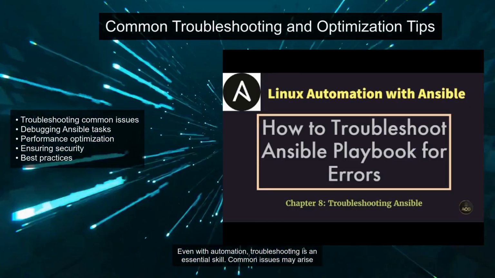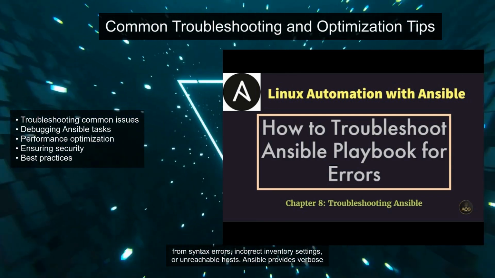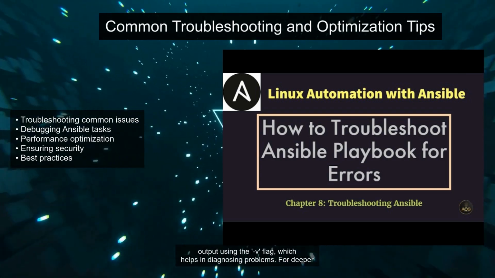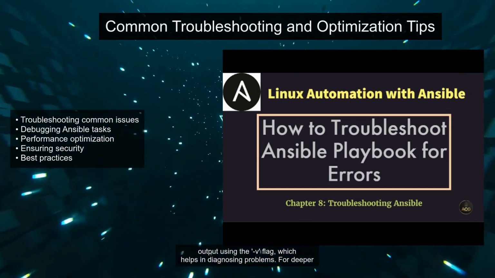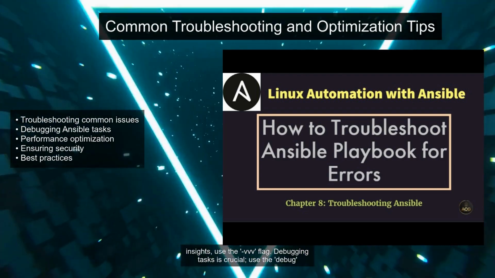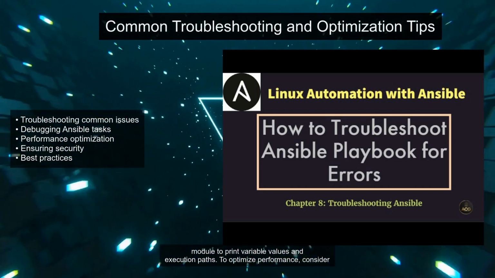Even with automation, troubleshooting is an essential skill. Common issues may arise from syntax errors, incorrect inventory settings, or unreachable hosts. Ansible provides verbose output using the -v flag, which helps in diagnosing problems. For deeper insights, use the -vvv flag. Debugging tasks is crucial. Use the debug module to print variable values and execution paths.